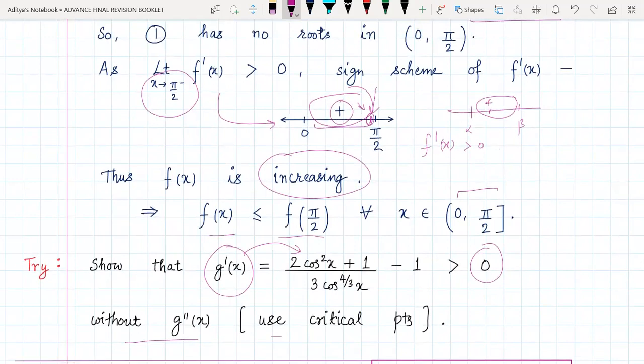There's also a hint given. You can try to use the critical point method for g prime x and show that it will never be 0 and it will always be greater than 0. You can try it out yourself, and hopefully you will be able to do it, and make sure to comment down below how you were able to do it using critical points.